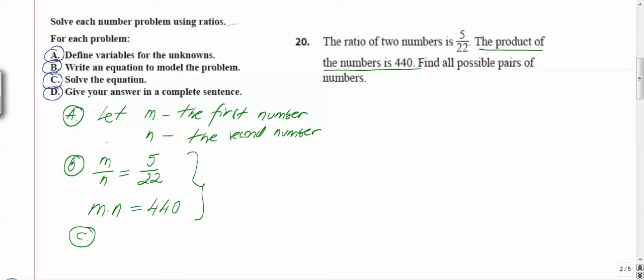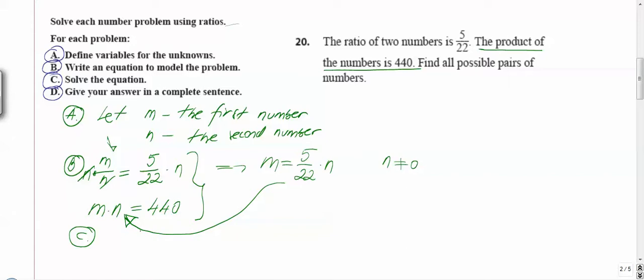How about solving the first one for n? What I'm going to do is multiply both sides by n, and this gives me m. Now here on the left, n and n are canceling out. Once again, you're going to say that n is different than 0, right? And I have m equals 5/22 times n.